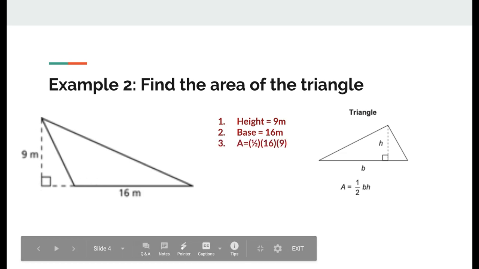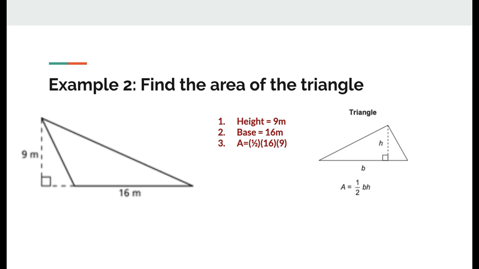So again, we use our formula, 1/2 times base times height. So 1/2 times 16 times 9. So 1/2 times 144. So our area equals 72 square meters, or 72 meters squared.